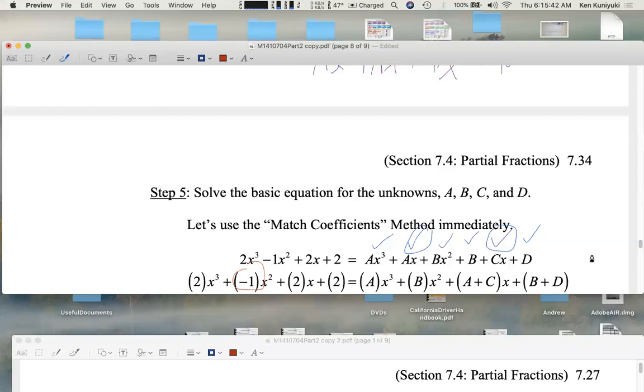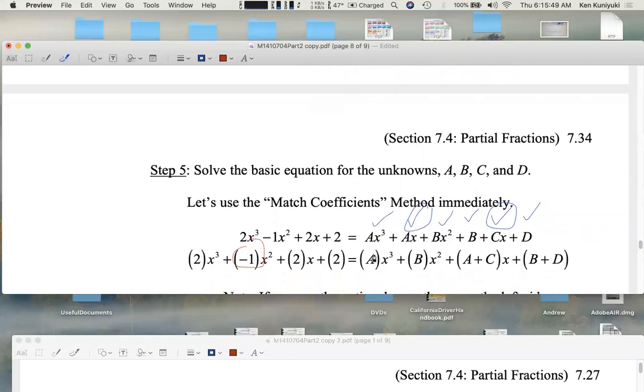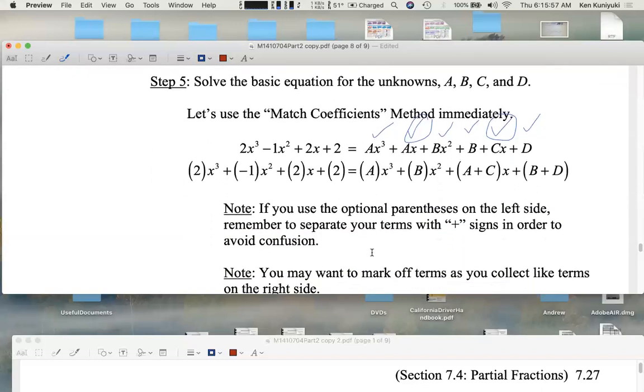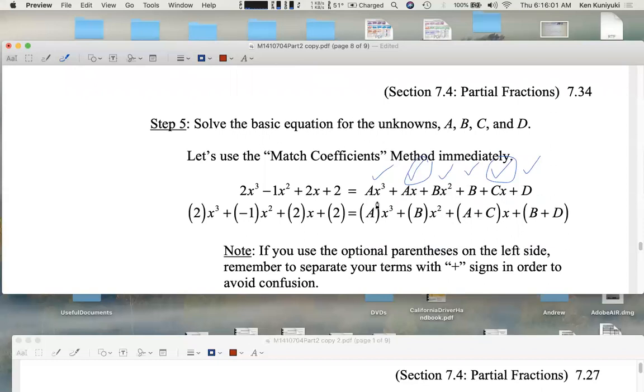Okay, now we're going to match the coefficients, and we're going to get a system of 4 linear equations in 4 unknowns. So let's match them up. Which order do I do them in my notes? Oh yeah, I go from right to left. Actually, it goes through more nicely that way.